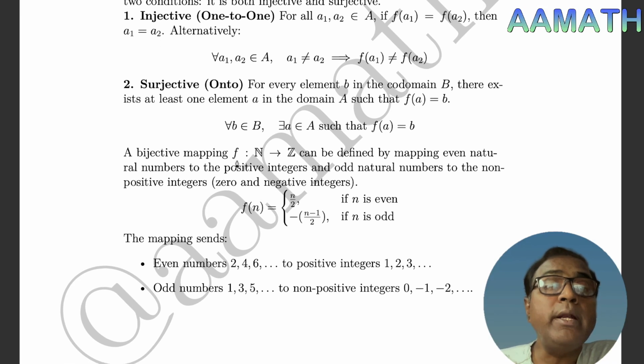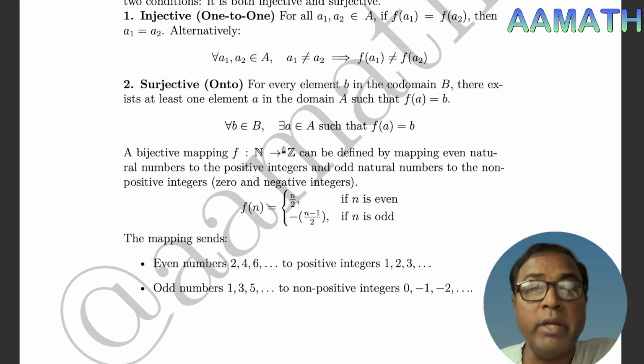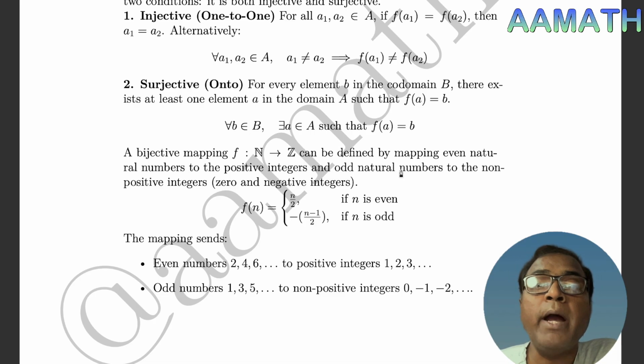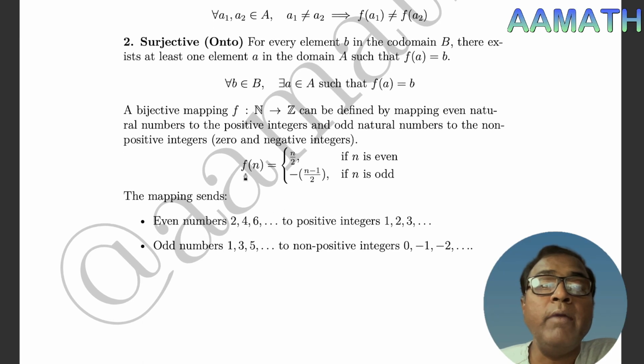Now, we can define a bijective mapping f from the natural numbers N into the set of all integers Z in this way: f(n) equals n by 2 if n is even. So n equal to 2 gives 2 by 2, that is 1. n equal to 4 gives 4 by 2, that is 2. n equal to 6 gives 6 by 2, that is 3.